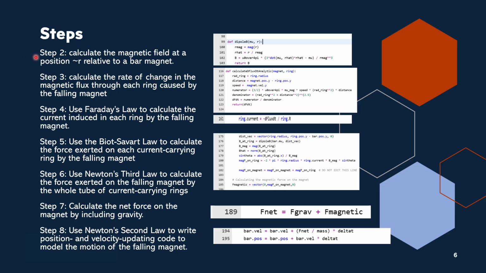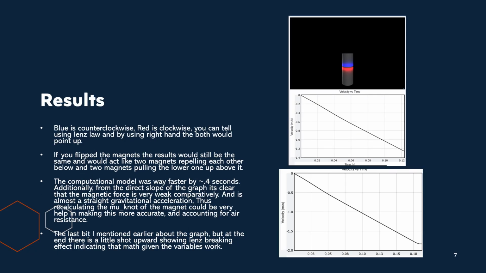Now some steps that we took. So the first step is to calculate the magnetic field relative to the R. Then we have to calculate the rate of change by which the magnetic flux is going through as the magnet falls. Then we use that to calculate the induced current, and then we use the Biot-Savart law right here to calculate the force exerted on the magnet by the ring, and then we calculate the net force before finally updating position. And we just put that on loop and keep going at it.